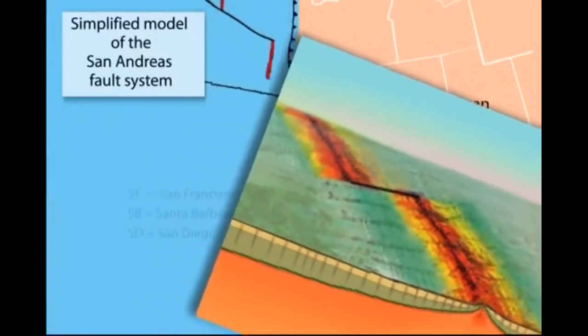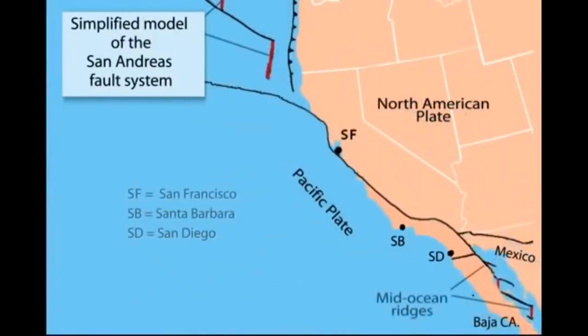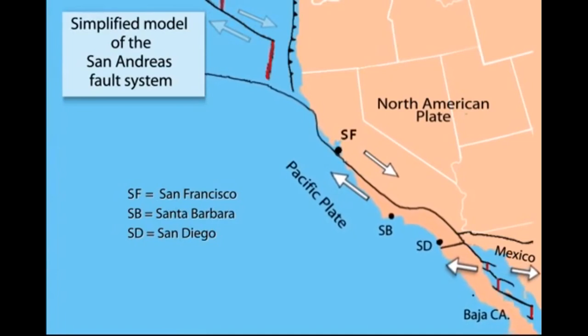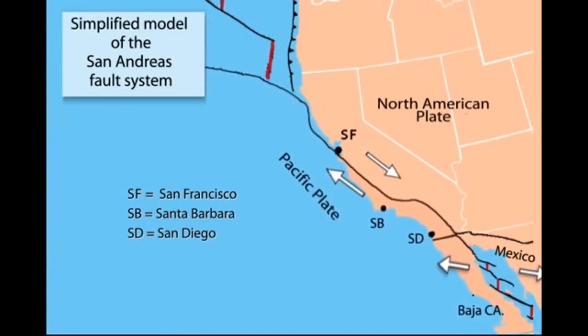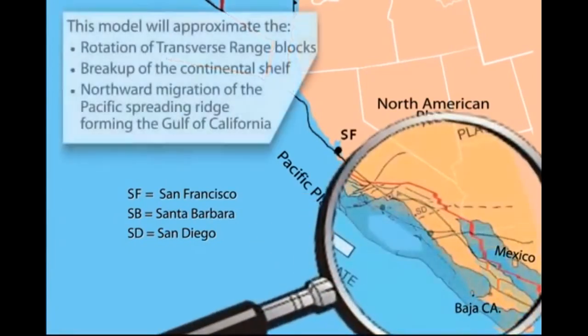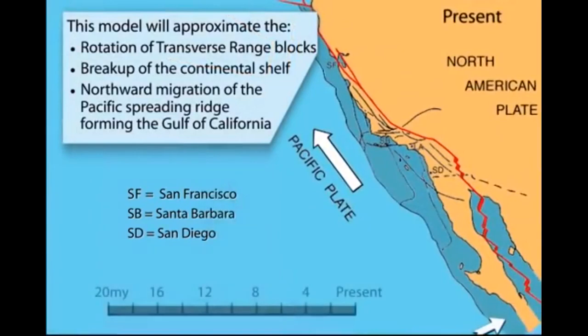Backing out to map view, we see the simplified San Andreas fault system cutting through California. As the movement of the plates continues along this plate boundary, it is forcing Baja California away from Mexico and causing Santa Barbara and San Diego to migrate northward towards San Francisco. Zooming into this smaller region for a more detailed look, we will go back 20 million years to watch how the Gulf and coastal areas developed.